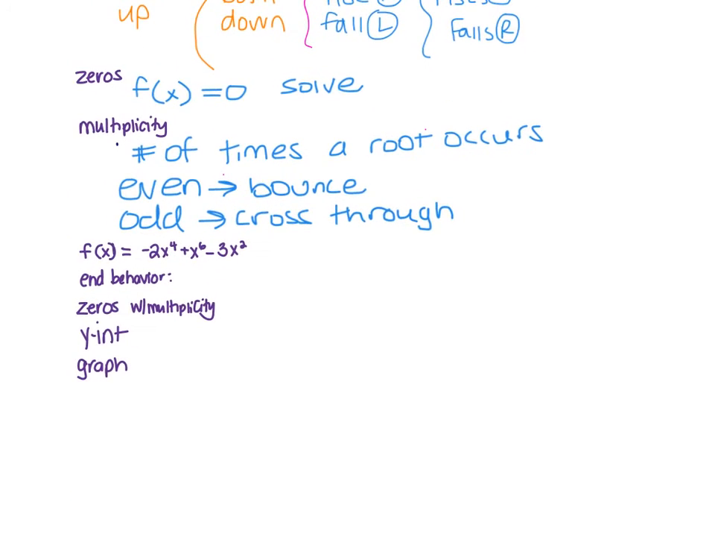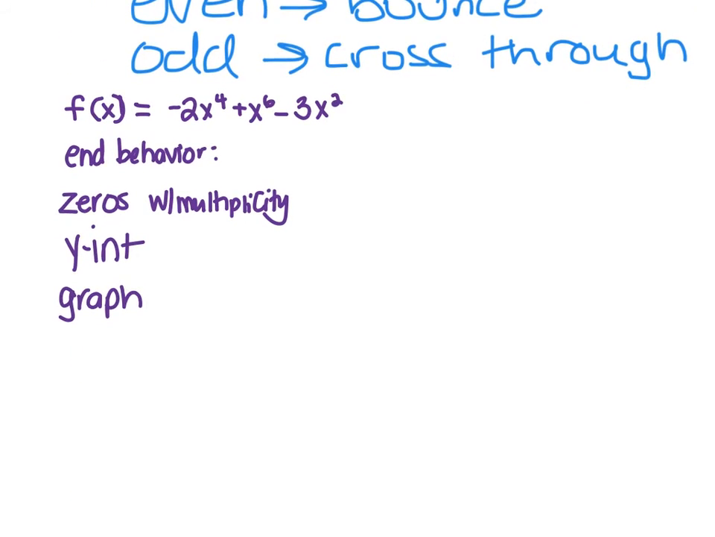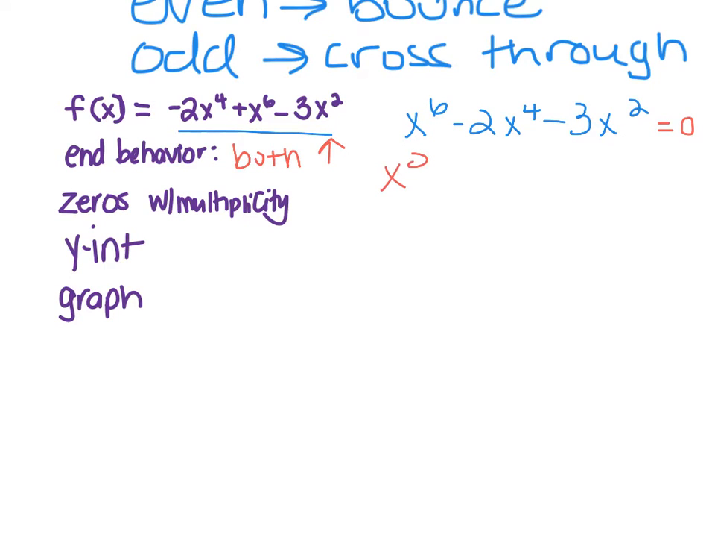Okay, so now I'm going to work through the example at the bottom. It says f of x equals negative 2x to the 4th plus x to the 6th minus 3x squared. I want to figure out the end behavior, and to do that I have to put this in decreasing degree order: x to the 6th minus 2x to the 4th minus 3x squared. The highest exponent is even and the coefficient on it is positive, so both arrows are going to point up. To find the zeros, I'm going to set this equal to 0 and factor. I can take out an x squared, and I get x to the 4th minus 2x squared minus 3.